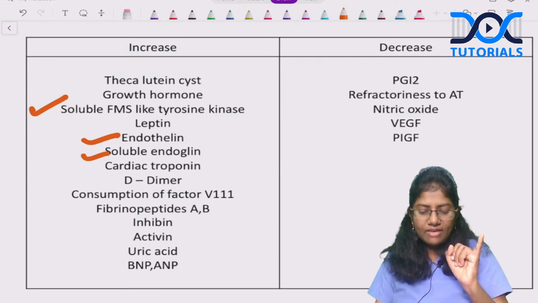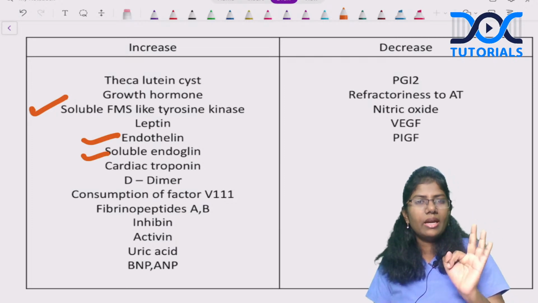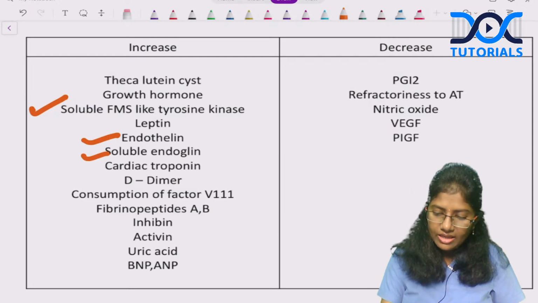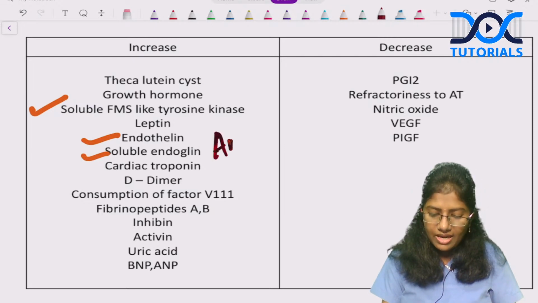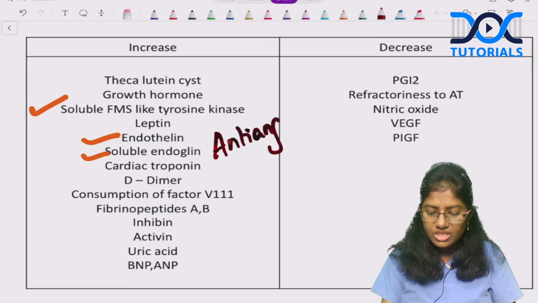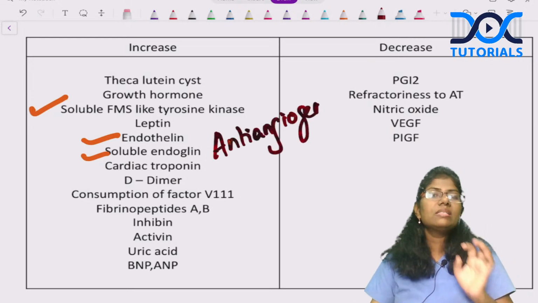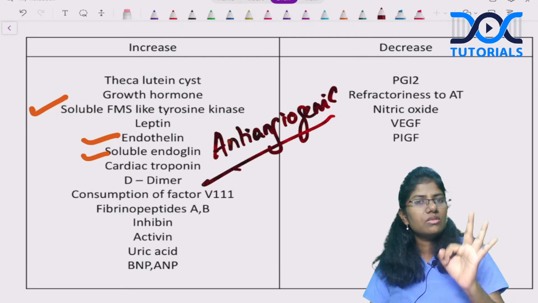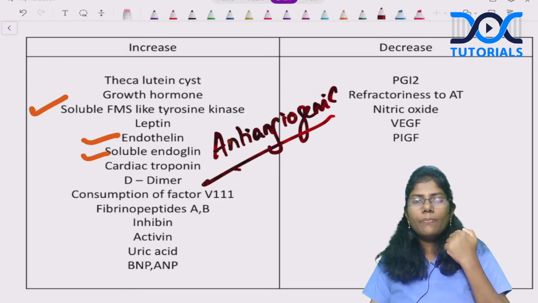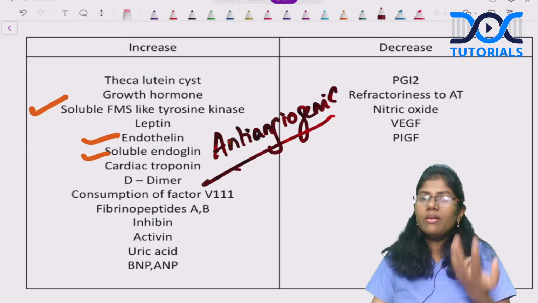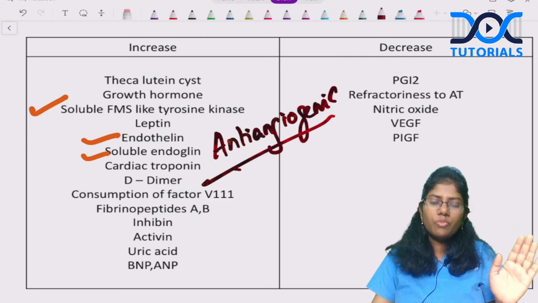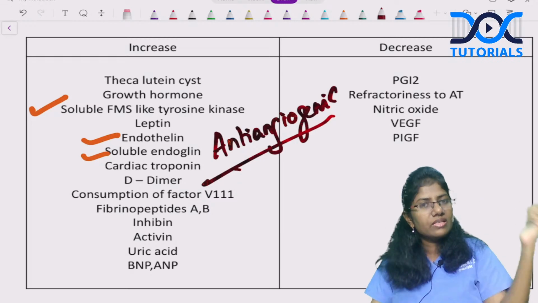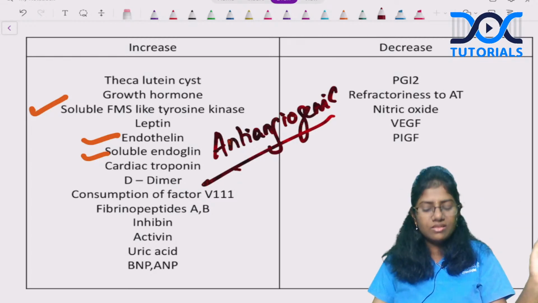Soluble FMS like tyrosine kinase, endothelin and endoglin are factors which decrease angiogenesis. They are anti-angiogenic factors. So, guys, I'm asking you to remember only 3. What happens to these parameters in women who are at risk for preeclampsia? These parameters will increase. If these are high, then the risk is high.